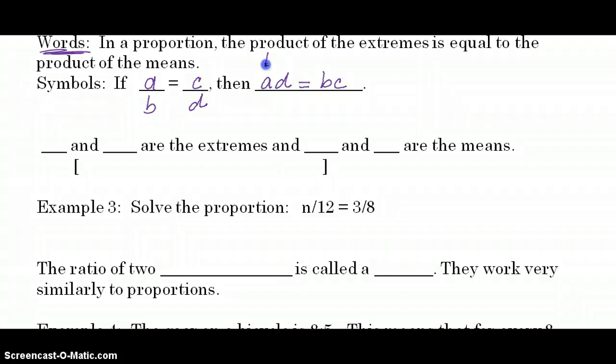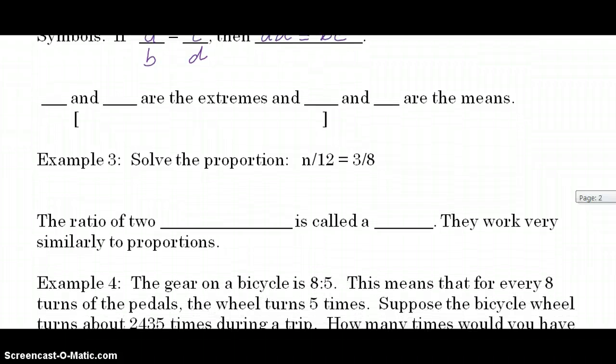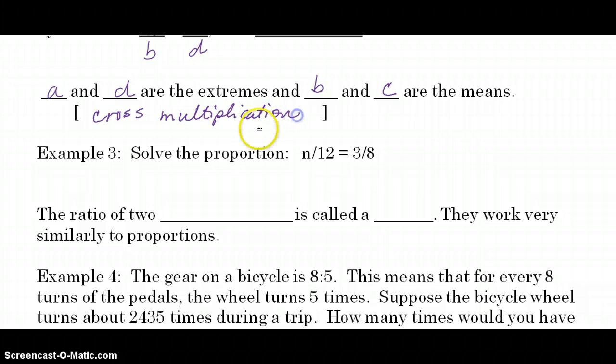We could have said the means first. B times C equals A times D. They are saying the same thing as long as you've multiplied the means together and the extremes together. Again, A and D are the extremes. B and C are the means. So this is the formal way of talking about cross multiplication, also known as cross product.